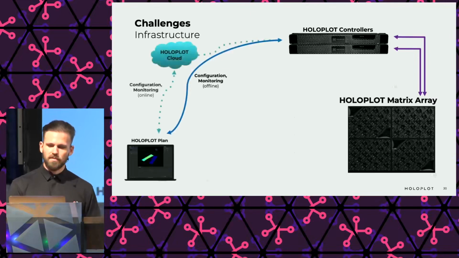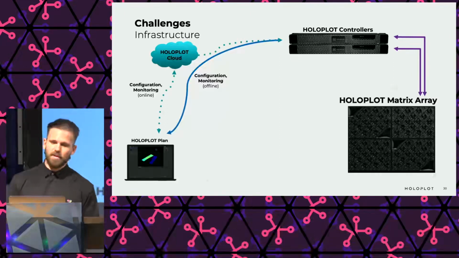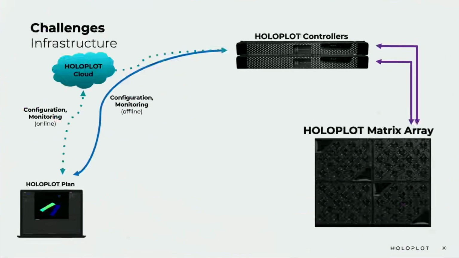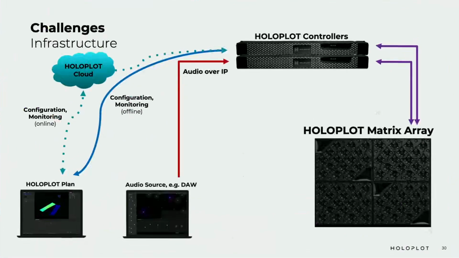The parameters of the system design and the ones required to achieve the array configuration come from a planning software, what we call Holoplot Plan, which can generate the projects required for the system, both in an online and offline mode. And finally, the audio source is coming from either a mixing desk or a digital audio workstation that can transmit audio over IP.